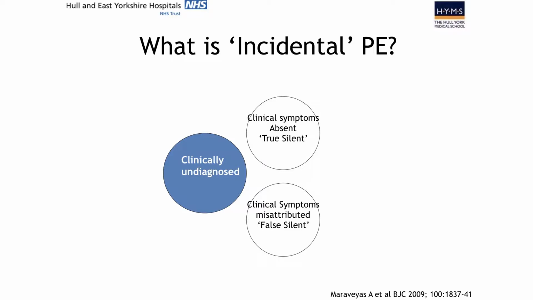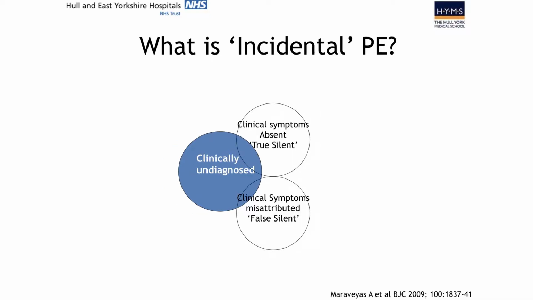So what is incidental pulmonary embolism? It's clinically undiagnosed. You don't know the patient has it. That's why it's incidental. But it could be really silent or clinical symptoms misattributed, false silent. And just because now you've got these better scanners and scan them all the time, you're starting to pick it up.